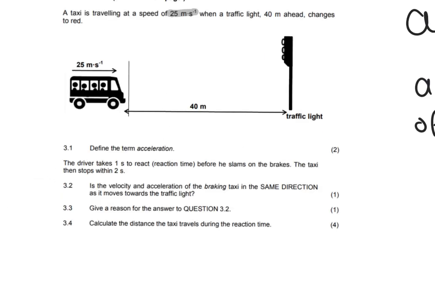Then it says the driver takes 1 second to react before he slams on the brakes. The taxi then stops within 2 seconds. Is the velocity and the acceleration of the braking taxi in the same direction as it moves towards the traffic light? Now, it says that when it is slamming on the brakes in order to stop. So when you slam on the brakes, it means you are slowing down. When you are slowing down, your velocity and your acceleration must be in 2 different directions.